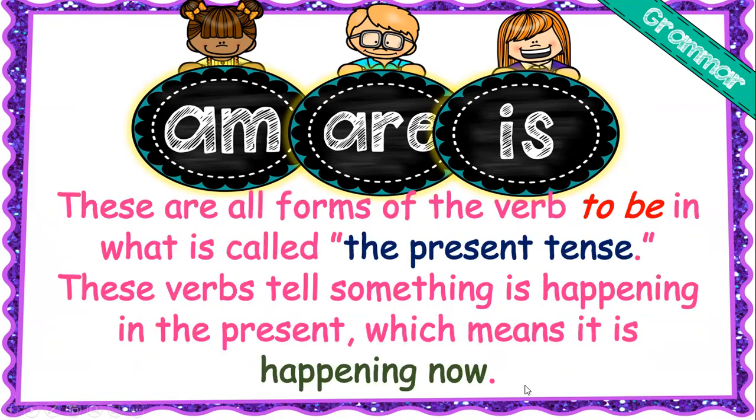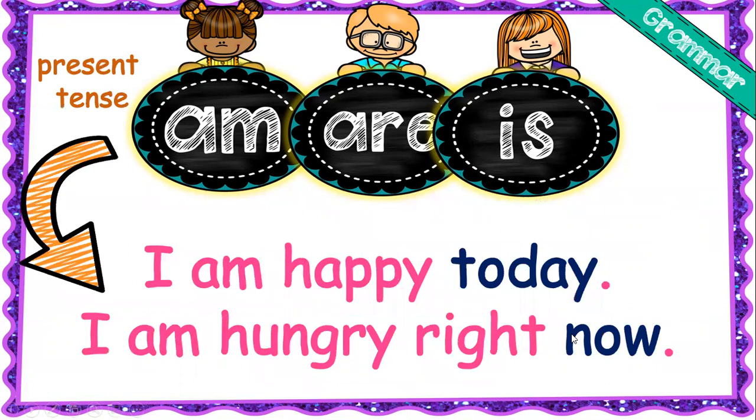These are all forms of the verb to be in what is called the present tense. These verbs tell something is happening in the present, which means it's happening now. So these are all the present tense be verbs. I am happy today. I am hungry right now. So these are happening at the moment.